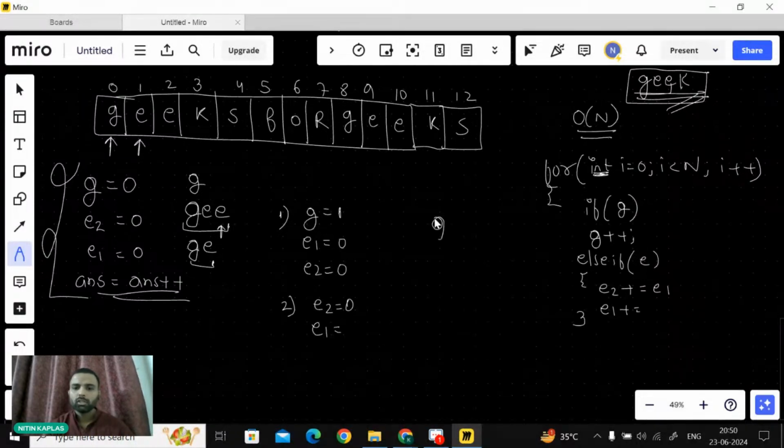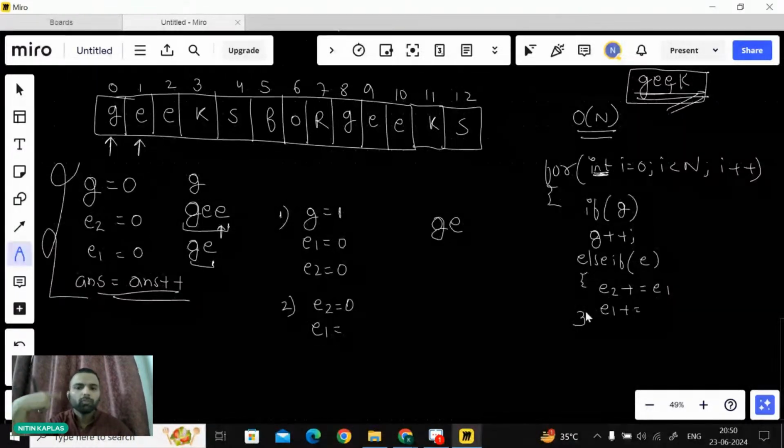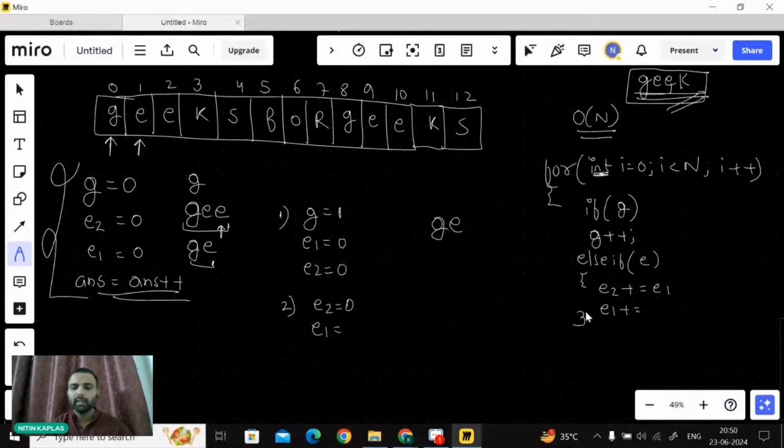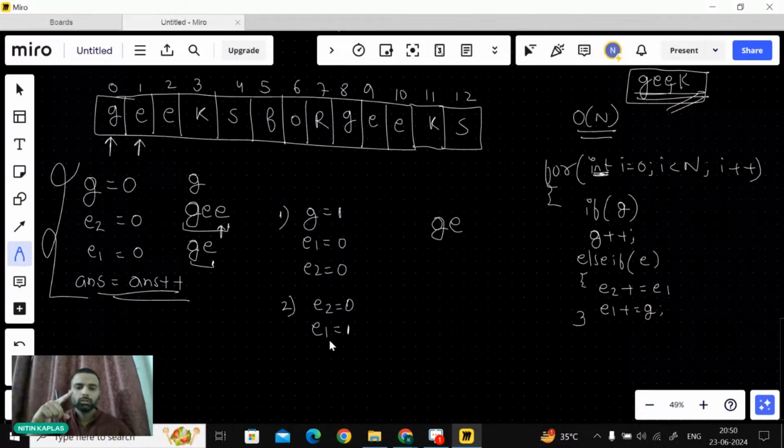Right now we have G. Let me add here. Now E1 asks from G, are you fulfilled? Have any character you have? Any count you have? They tell yes. How many count you have? It's G. So it means that your E1 will be E1 plus G. Now E1 is fulfilled, right? GE. That's why E1 count here is G. Okay, so let me erase this part.